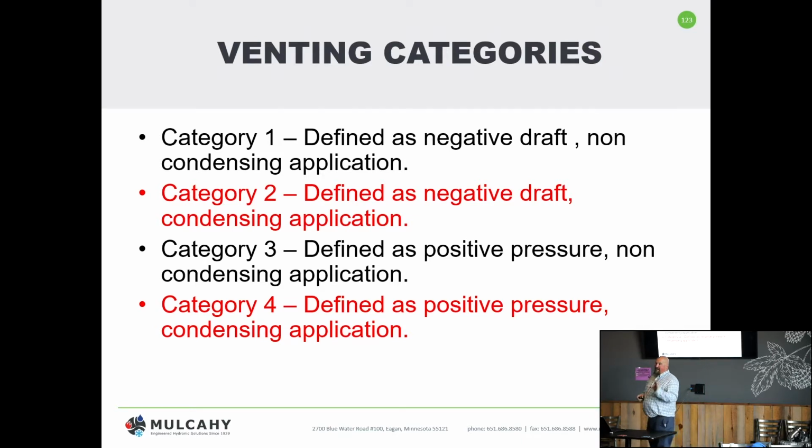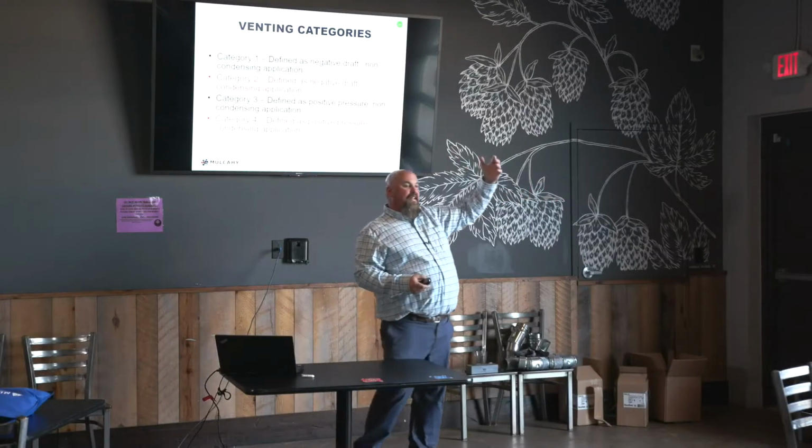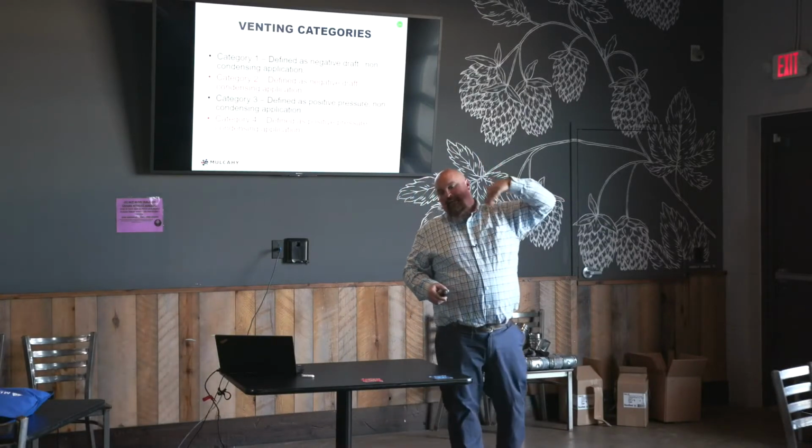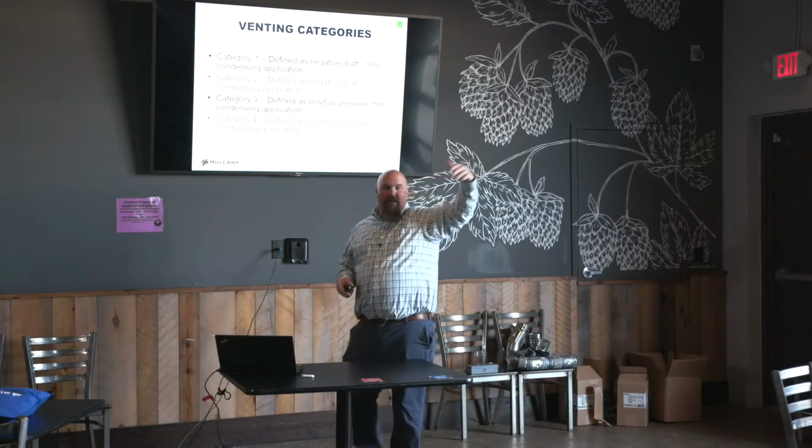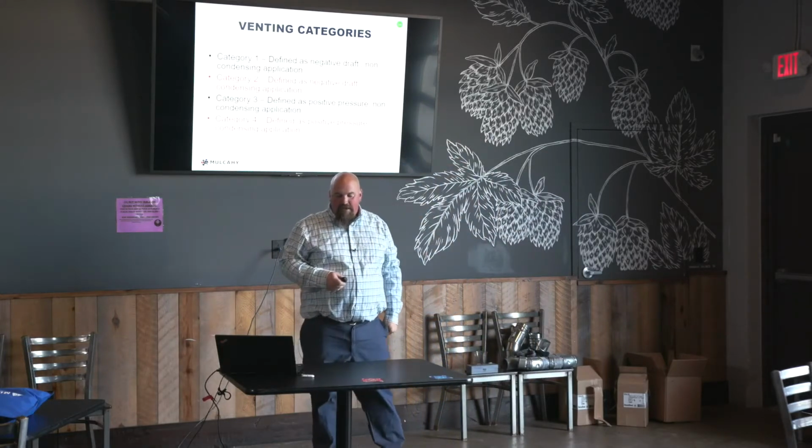Category 1: negative draft, non-condensing. What does that mean? That means that the pressure inside the pipe is less than the pressure outside of the pipe. It's negative. Heat wants to rise. So if we throw fire at something, that heat wants to rise. That is negative pressure. We are not condensing. Our flue temps are above 140, 150, 200, 300, your higher temperatures.